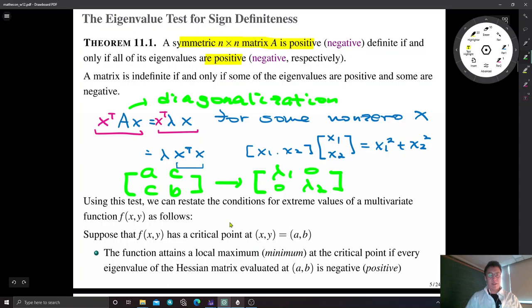All right, so in this video, I explained the eigenvalue test for sign definiteness. So it tells us whether a given matrix is positive or negative definite. Okay? So hope you find this video useful, and then I will take one more video after the live lecture.